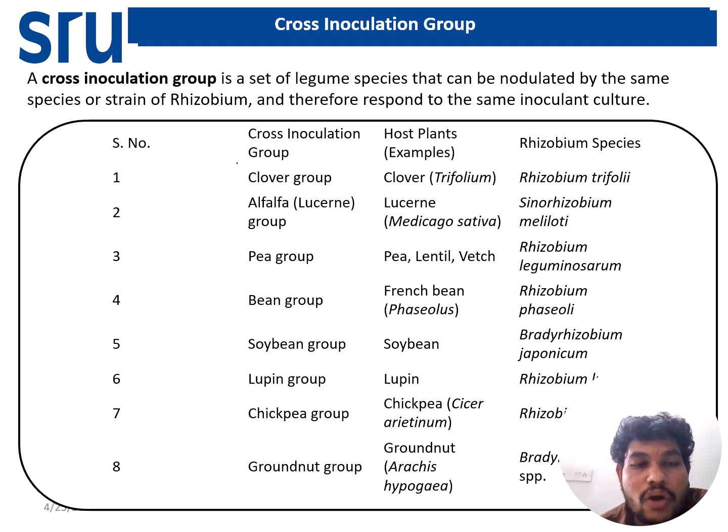These are the groups: clover group, alfalfa group, pea group, bean group, soybean group, chickpea and groundnuts. So in each group, there are example plants, and to that plant only one specific rhizobium species will attack.